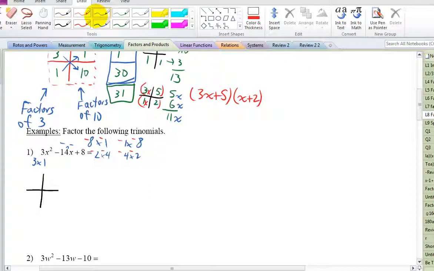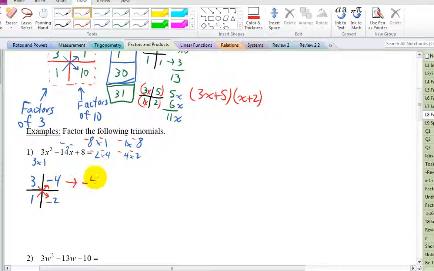So make your box and put down 3 and 1. Now guess. Who wants to choose? I'm going to pick Jesse. Choose which combination. Okay, so negative 4, negative 2. So then we got to cross multiply.